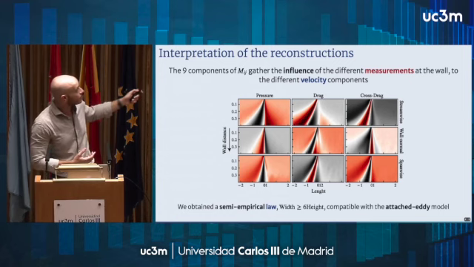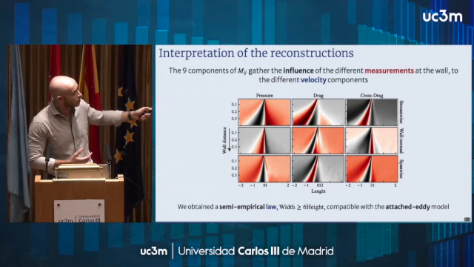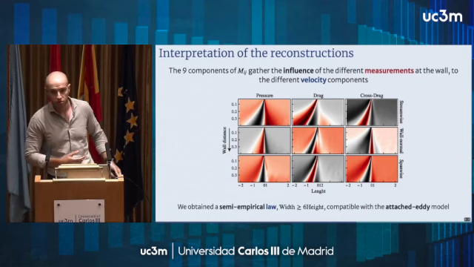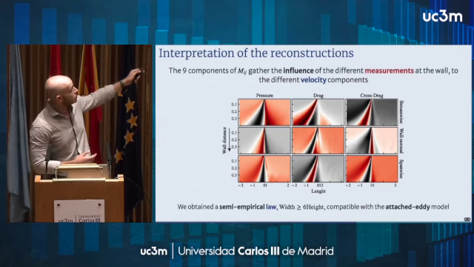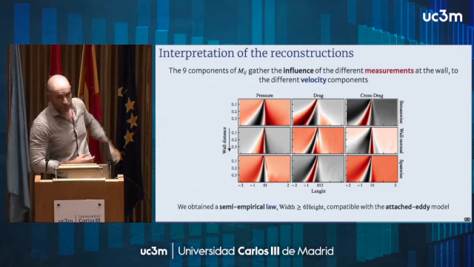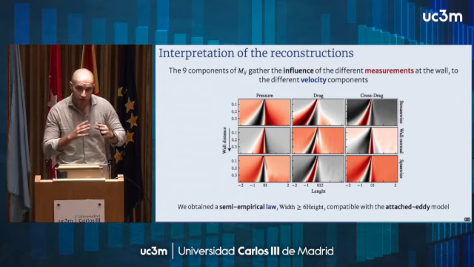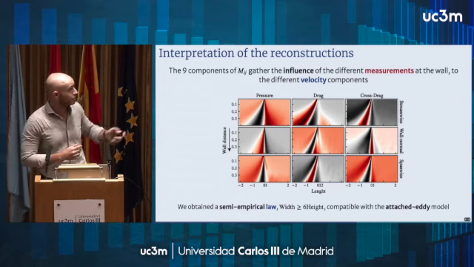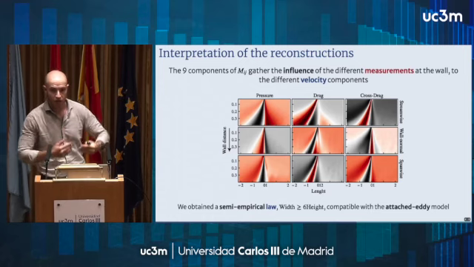This is a matrix that gathers the influence of the three measurements, the pressure, the drag, and the cross drag, on the three velocities, which are the outputs: the streamwise, the wall-normal, and the spanwise velocity. This is the wall, which is in the top part, and the wall distance moves down. And you see that all these estimating kernels look like triangles. They widen when you move farther away from the wall.